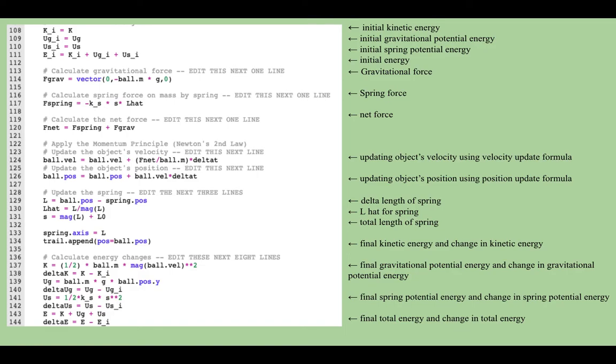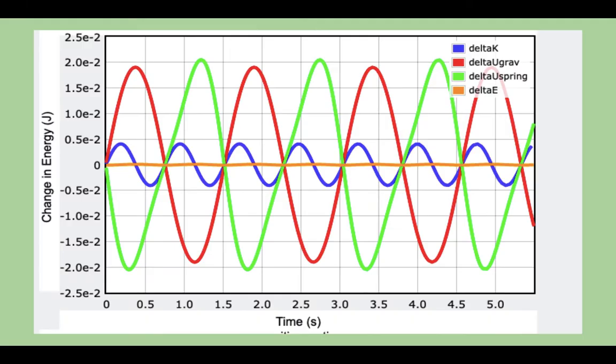And then we calculate the energy changes. So we calculate the new K, which is 1/2 mv squared, and then we do the new K minus the initial K, the new Ug, which is mgh minus the initial Ug, and then the potential spring, which is 1/2 kx squared minus the initial spring potential energy. And then energy is the final of all 3, kinetic and potentials, and then the delta E is the final minus the initial, which is the total change in energy.